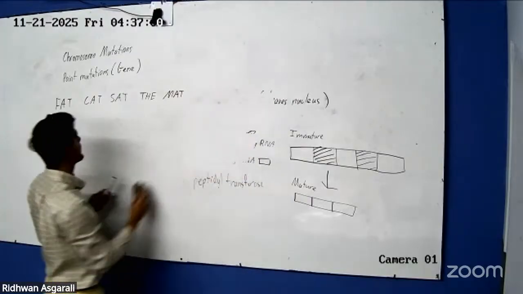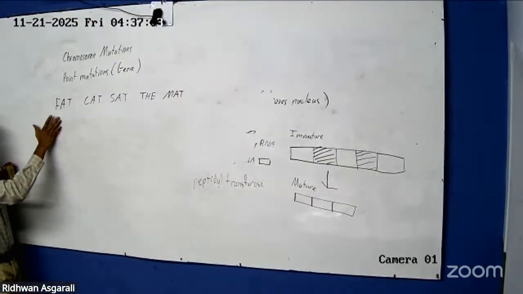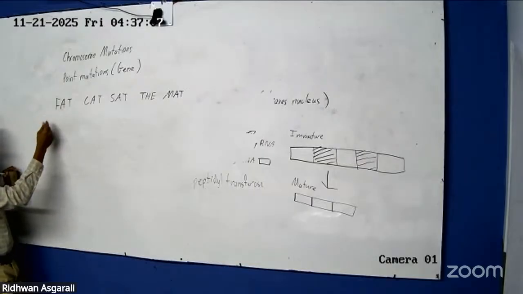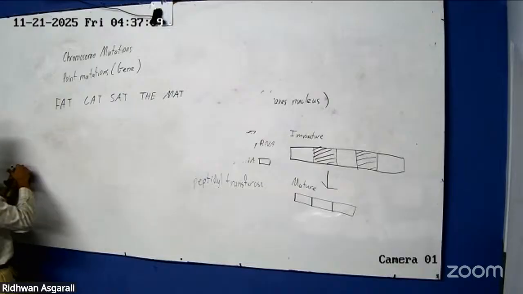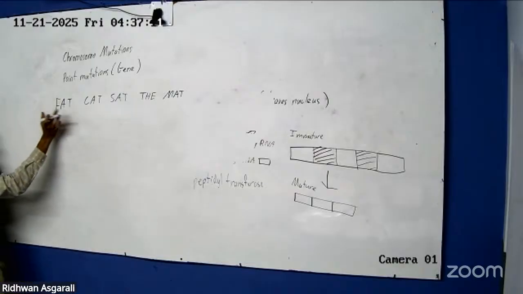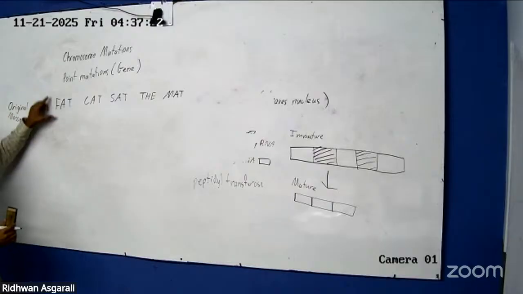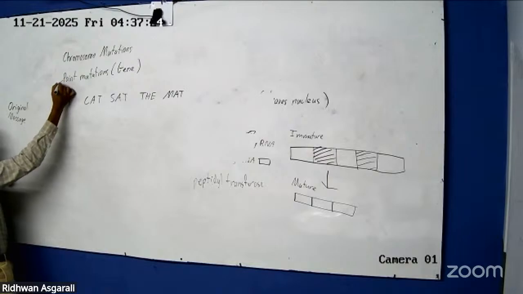Right, so remember, these are not actual bases, because you don't have any bases with F or S. So we're just using it as a triple codon, as a message. Let's say this is the original message. We're going to use this as an example of point mutations or gene mutations.